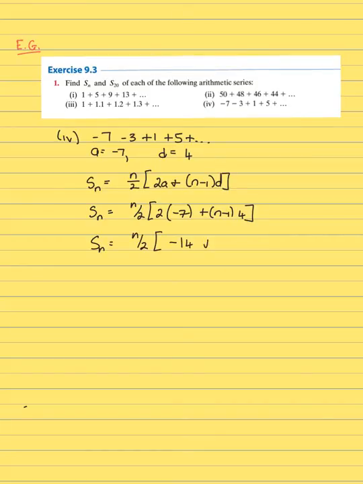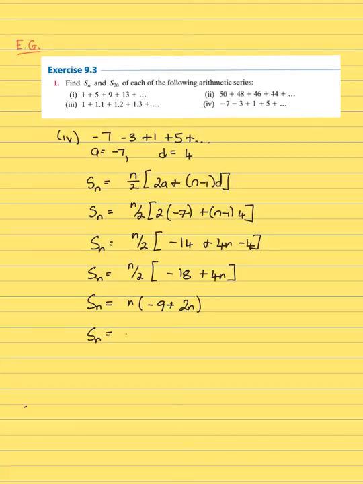minus 14 plus 4n minus 4, minus 18 plus 4n. And then we can just divide the right hand side by 2, so n times minus 9 plus 2n. And finally we get Sn is equal to minus 9n plus 2n squared. Sometimes we write the n squared term first.